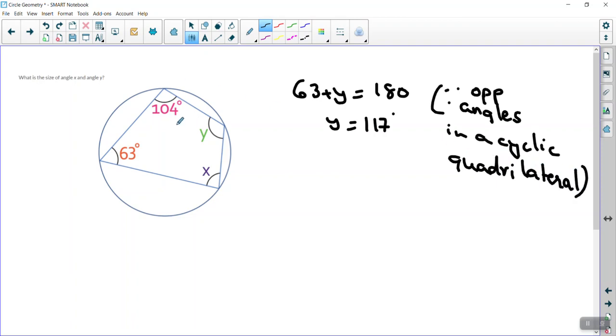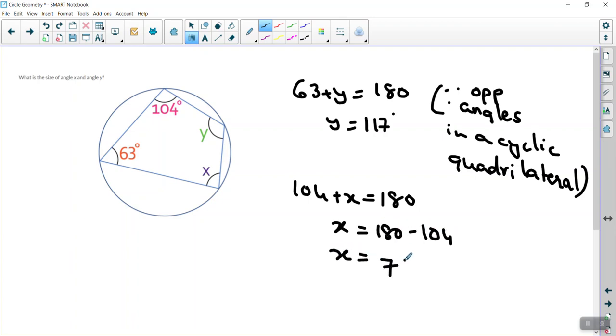Okay. Same goes for the other one. It is the use of the same rule. 104 plus x equals 180. So x is equal to 180 minus 104, which would give us x is equal to 76 degrees. And the rule is the same: opposite angles in a cyclic quadrilateral, right?